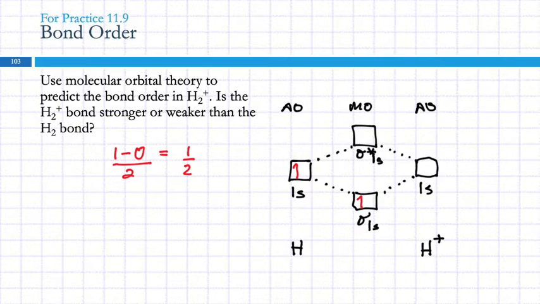Is this bond stronger or weaker than an H2 bond? It's going to be weaker. In the H2 bond, we have 2 electrons here, right? And the bond order, 2 minus 0 over 2, is 1. The bond order is higher in H2 than in H2+. So H2+ is going to be weaker than H2. Any questions?